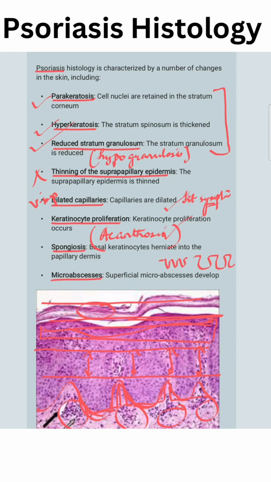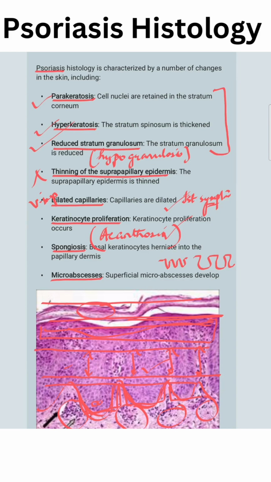Spongiosis is also there. As you can see, there are white areas between two keratinocytes. So this is because of edema. So these areas of edema, this process is called spongiosis. So little spongiosis is also there in psoriasis, but in the basal layer, as you can see. But in this case, I can see it here as well. So that's that.